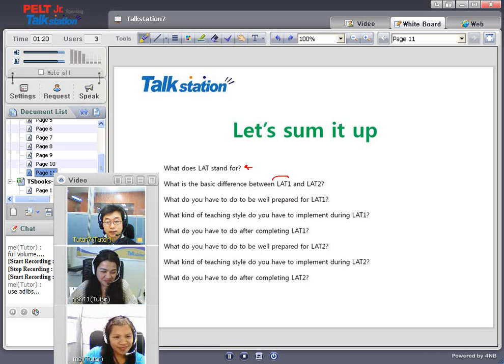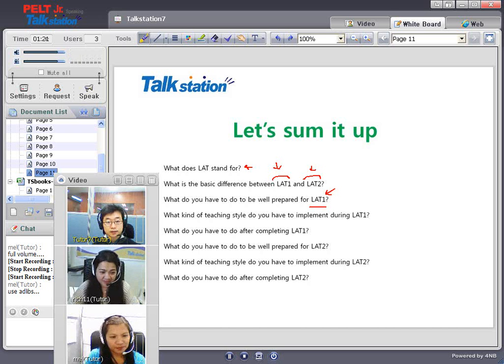Alright, the difference between LAT1 and LAT2. What kind of material do tutors use during LAT1? Yes, during LAT1 we have the standard material, and for LAT2 we have to use the book recommended by the first LAT tutor. Okay, good. And to be well prepared for LAT1, tutors need to check what kind of information regarding the student? The student's profile: age, and gender, right? Yes, sir. They can also check the wanted course. Exactly.